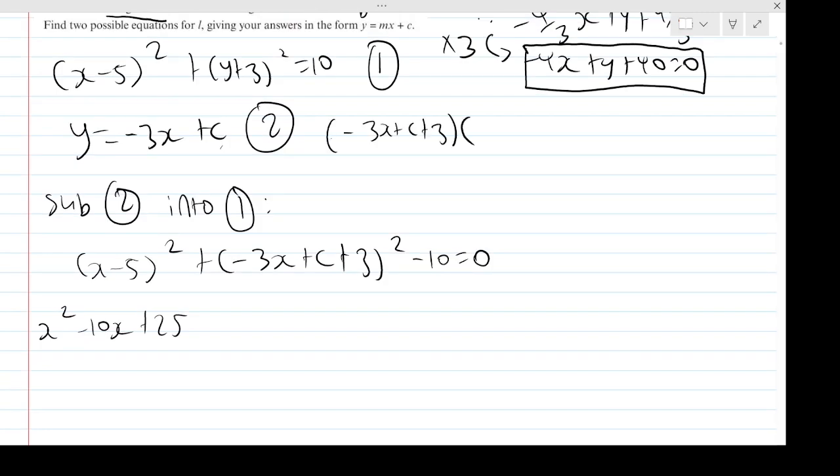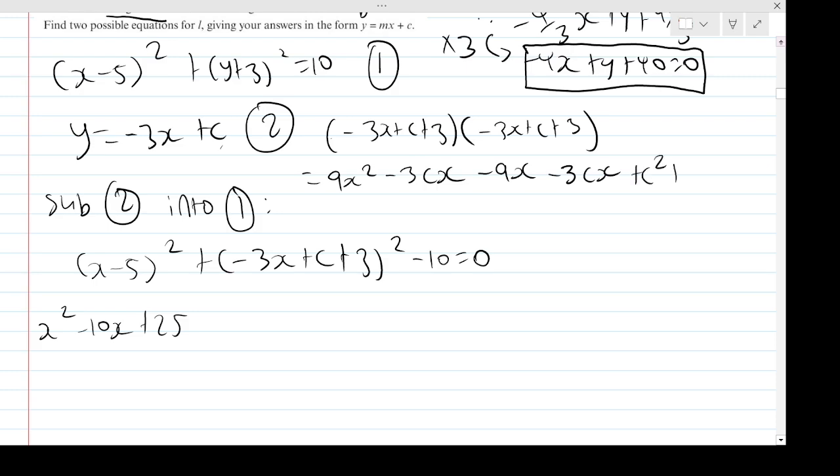If I'm squaring it, I'm times-ing it by itself. Firstly, minus 3x times everything in the other bracket. Minus 3x times minus 3x is plus 9x squared. Then minus 3x times c is minus 3cx. Then I have minus 3x times positive 3, which is minus 9x. Then for the next term, c times minus 3x is again minus 3cx. Then I have c times c, which is plus c squared. Then I have c times 3, which is 3c.